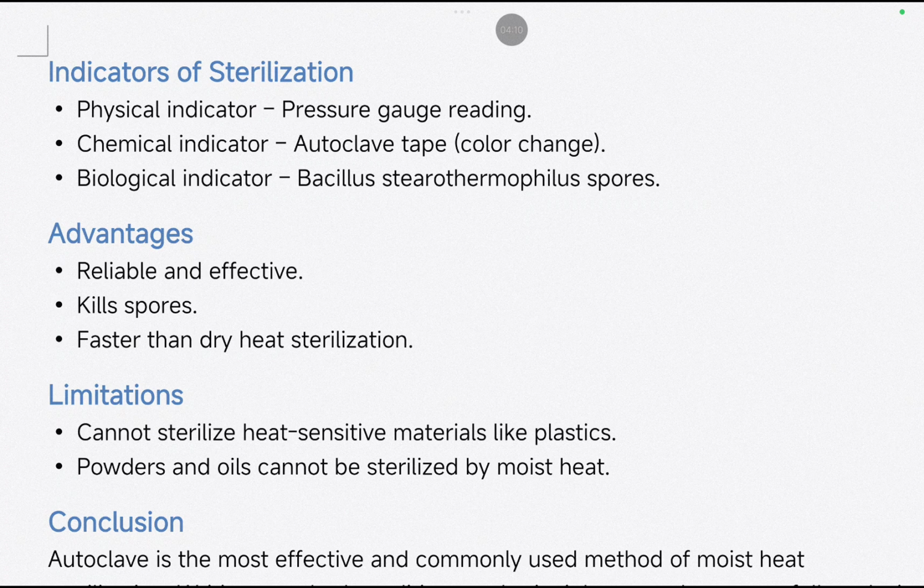What are the advantages? It is very reliable and effective. It kills spores, and it's much faster than dry heat sterilization because it takes very less time, only 15-20 minutes. What are the limitations? Because there is moist heat and that too at a higher temperature, we cannot sterilize heat sensitive materials like plastics. Powders and oils cannot be sterilized by moist heat.